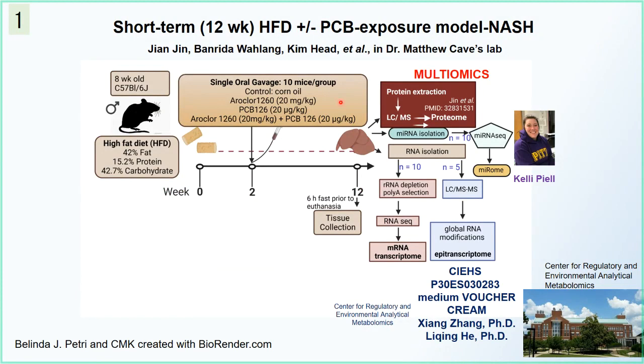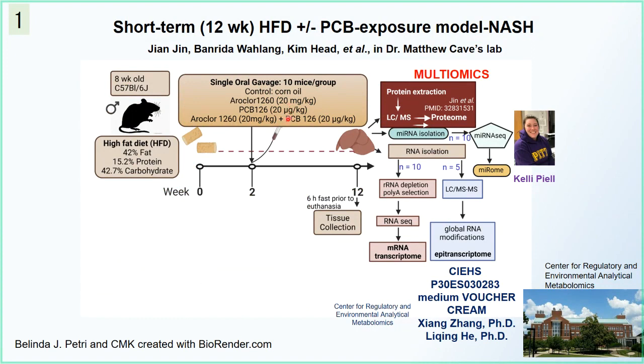So Dr. Cave's lab and his PhD student, Jian Zheng, his postdoc, Banrida Wahlang, and technician, Kimberly Head, developed and used a short-term high-fat diet exposure of mice also exposed to a single dose of PCB, who developed NASH or TASH. So in this model, 8-week-old male C57 black 6 mice are on a high-fat diet, so 42% fat. And after 2 weeks on this diet, they're given a single oral gavage of either corn oil, which is the vehicle control, or Aroclor-1260, 20 milligrams per kilogram, PCB-126, 20 micrograms per kilogram, or the combination of both Aroclor and PCB-126 at the same dose.